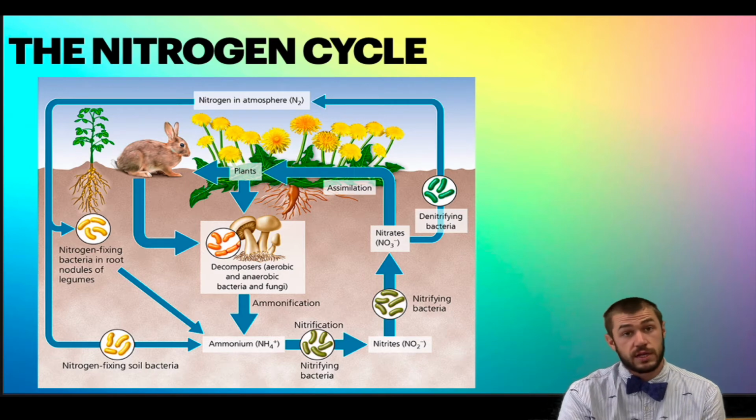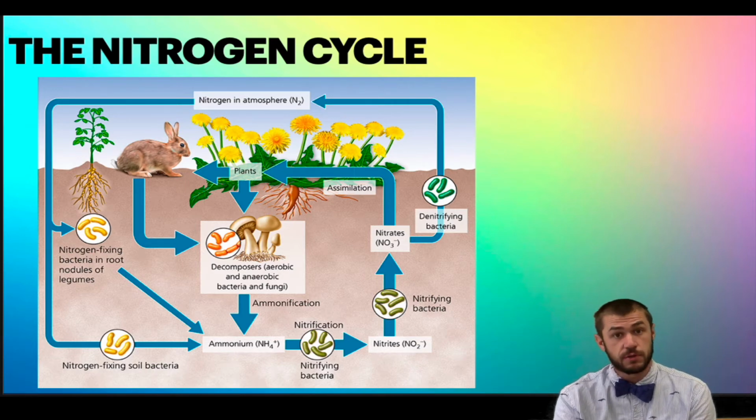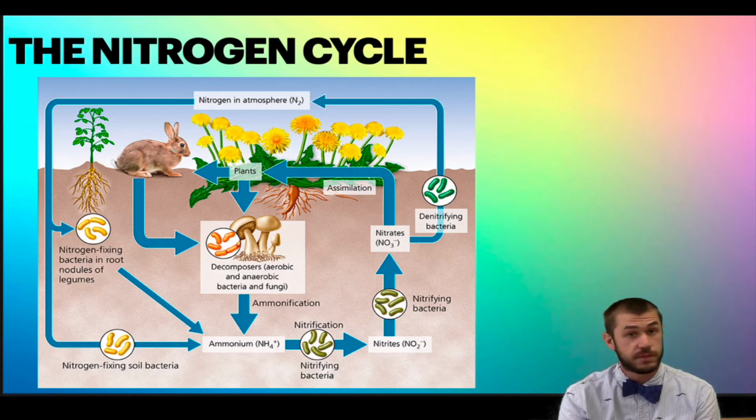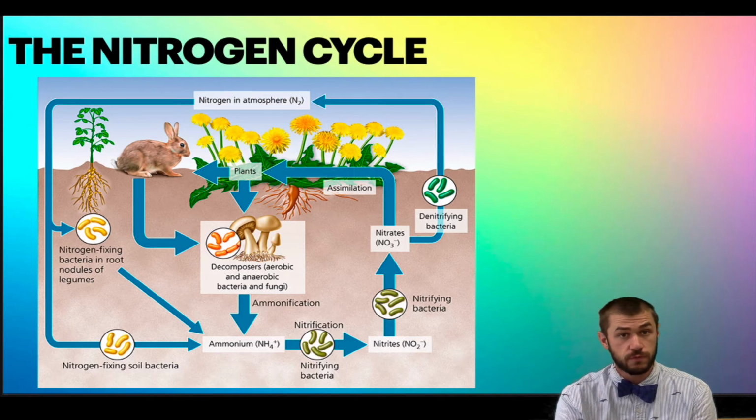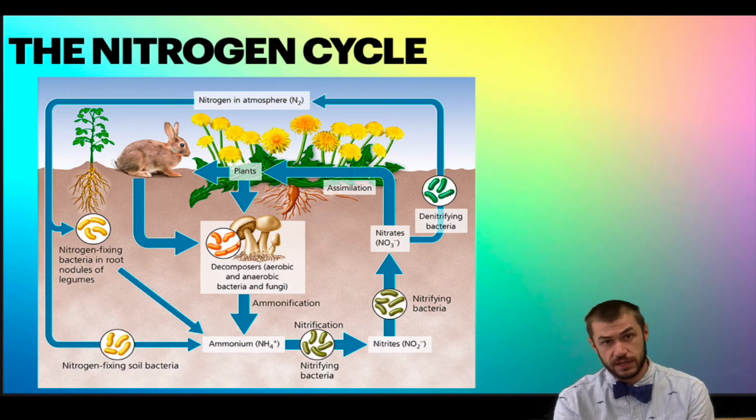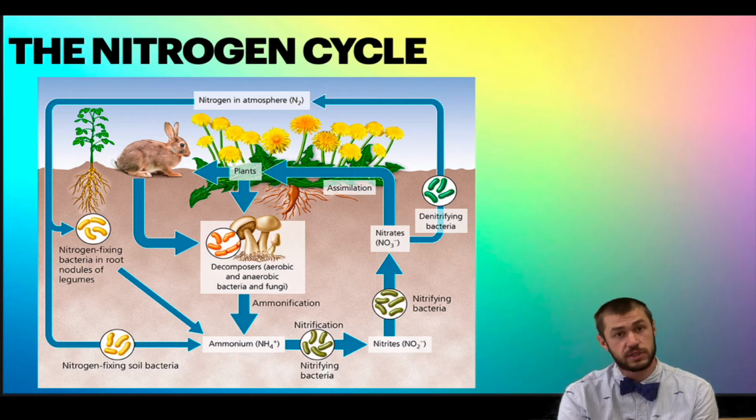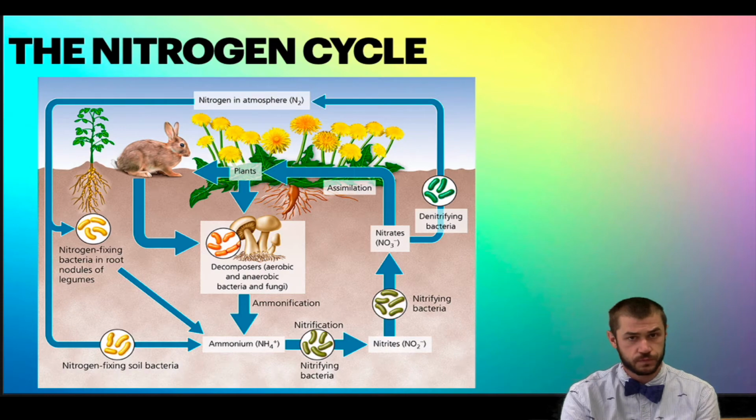It also can be returned to the atmosphere. Nitrogen can be returned to the atmosphere by denitrifying bacteria. So the nitrifying bacteria bring the nitrogen into a usable form from the atmosphere, and denitrifying bacteria transform it back into nitrogen gas, or N2, in its inert form in the atmosphere.